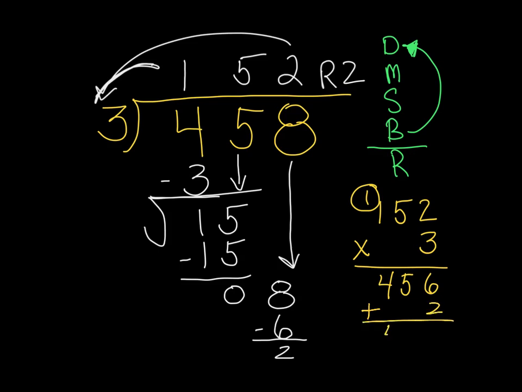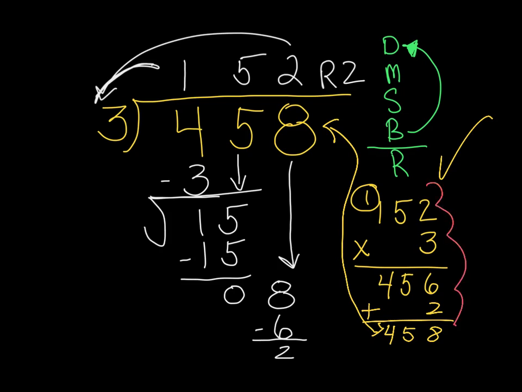So it becomes 458. Again, here is a match, 458 and 458. So check, we got this right. We should be getting all of our division problems correct because we're making sure that we are checking. I want to see the check.